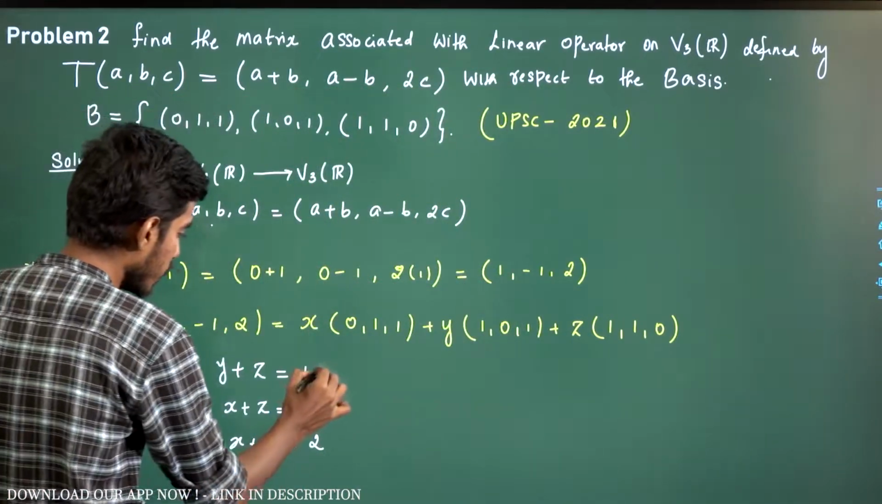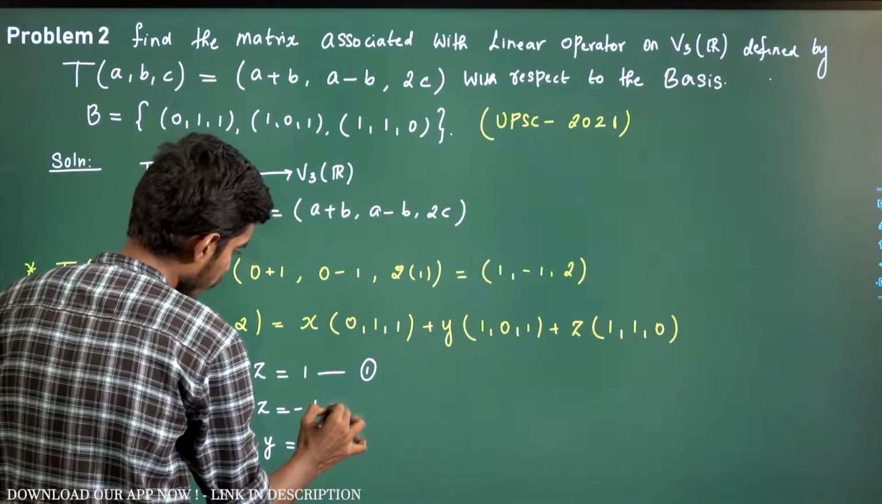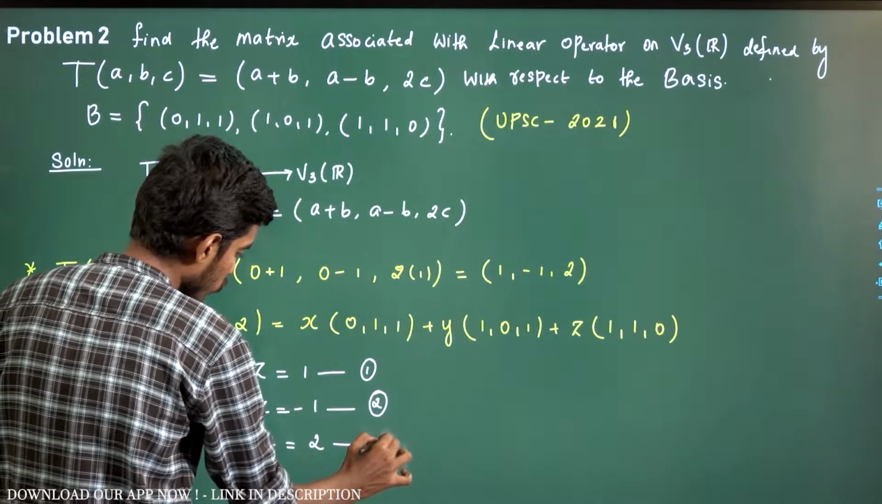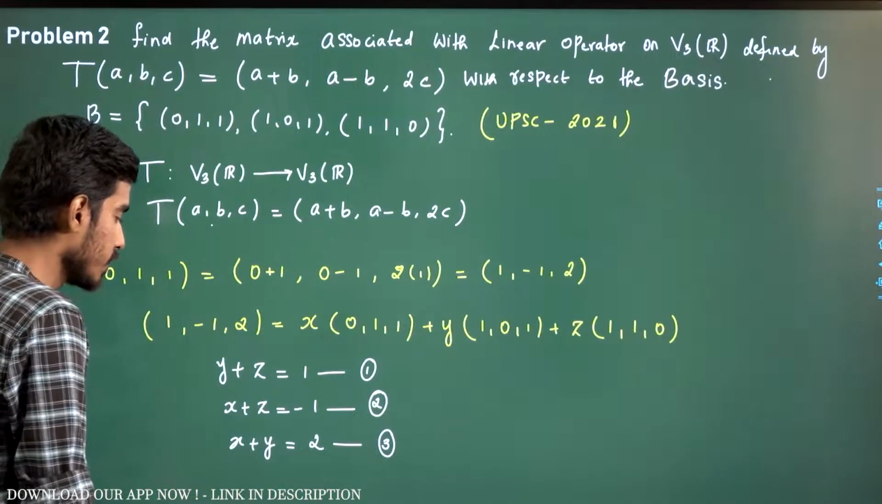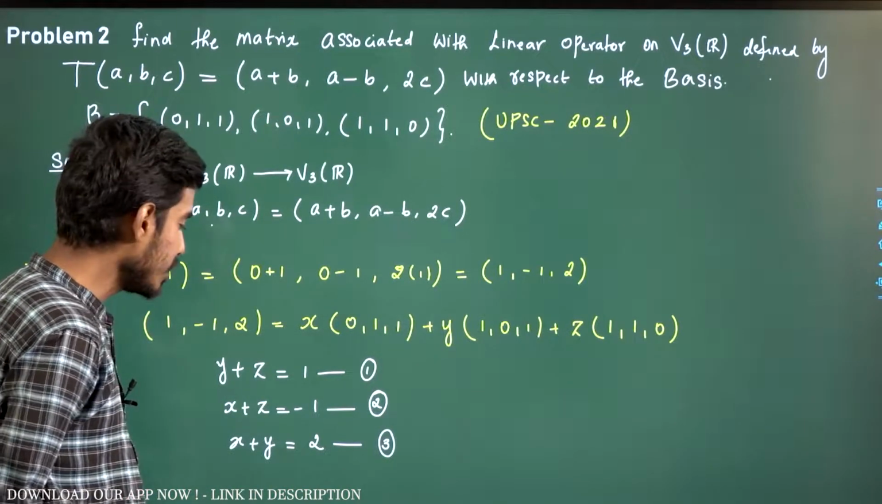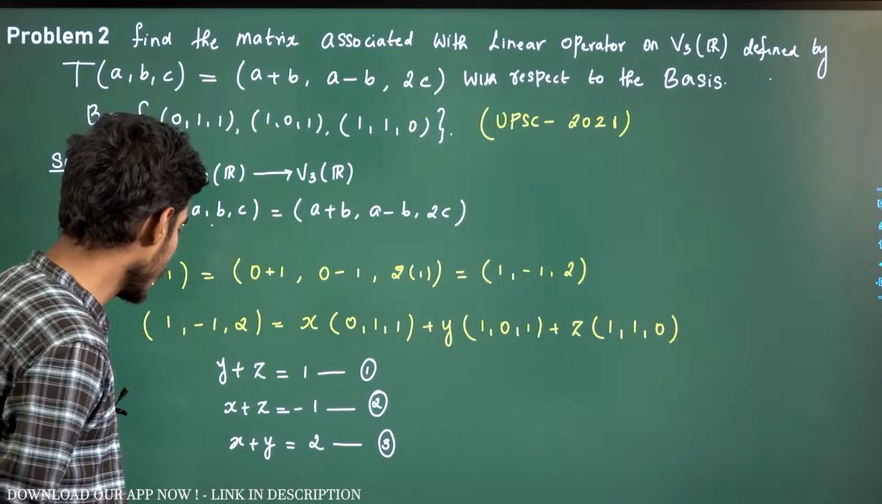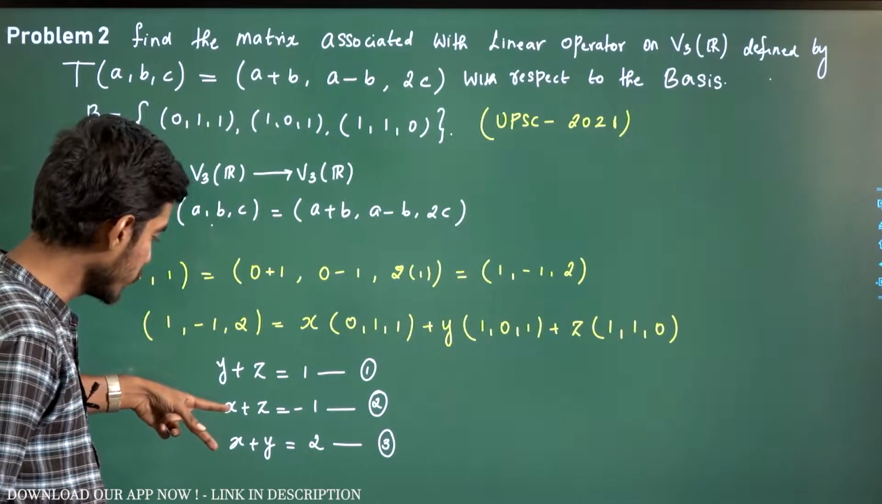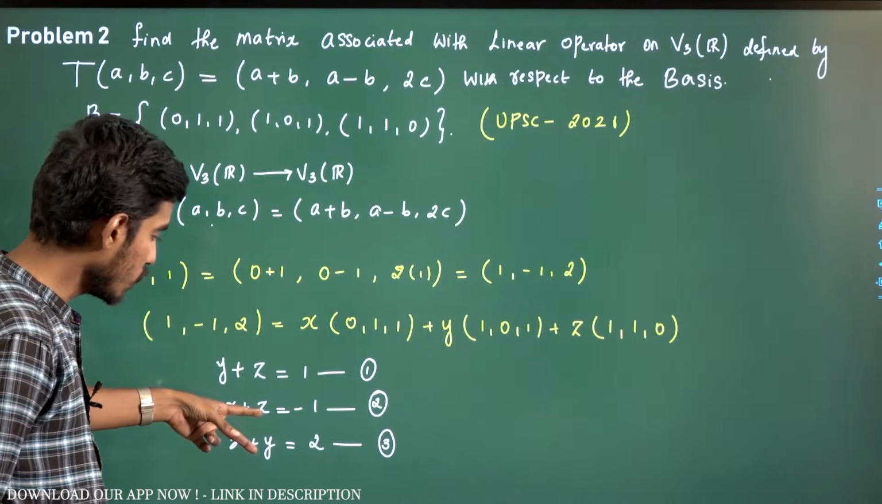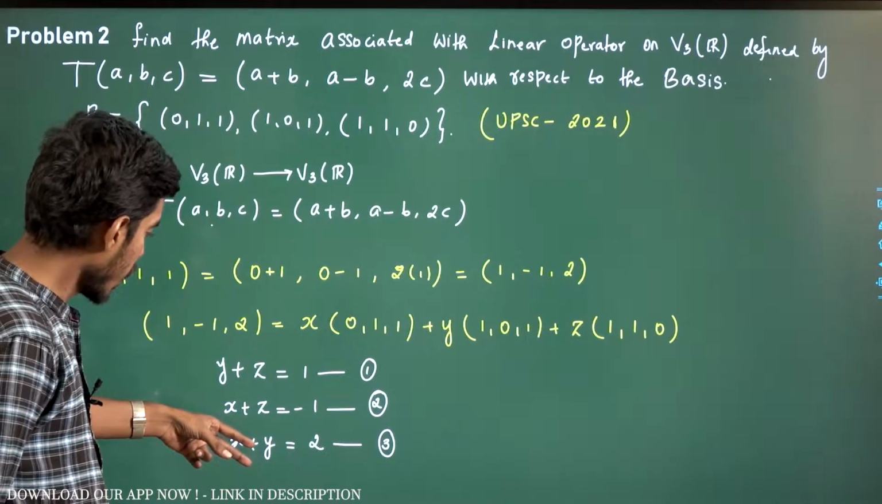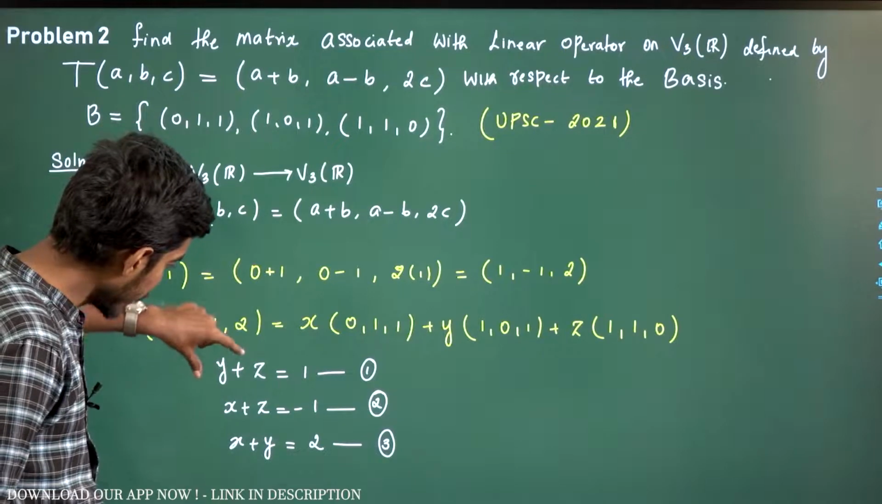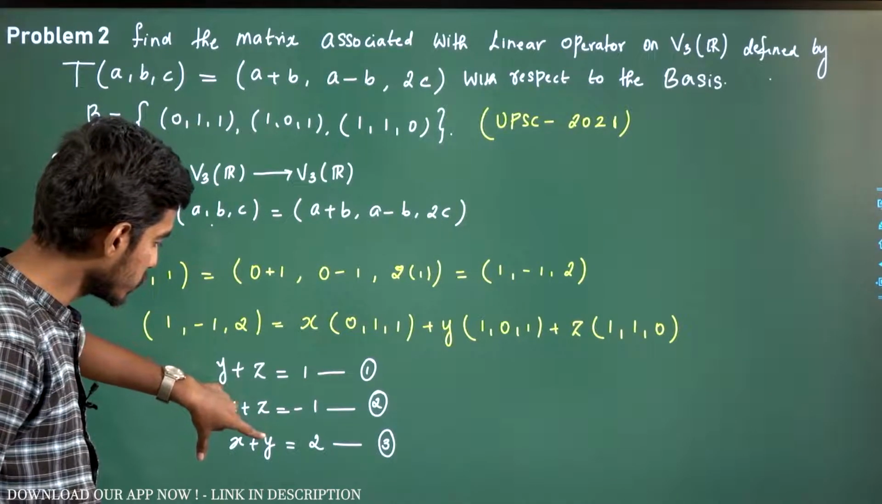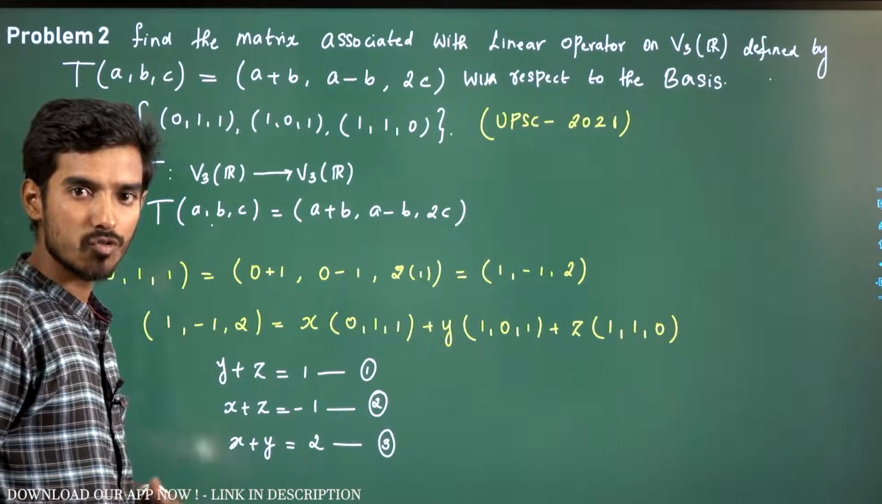Very simple. Mark these as equation number 1, equation number 2, and equation number 3. Now you need to solve these equations. If I subtract these two, x will get cancelled. Then we will have an equation in terms of y and z, and I can simplify it with equation number 1 to get the values of y and z.